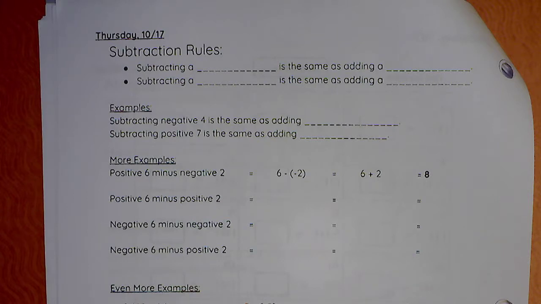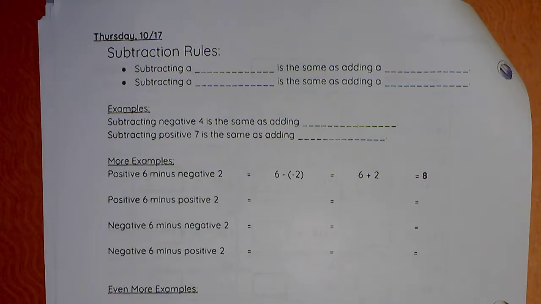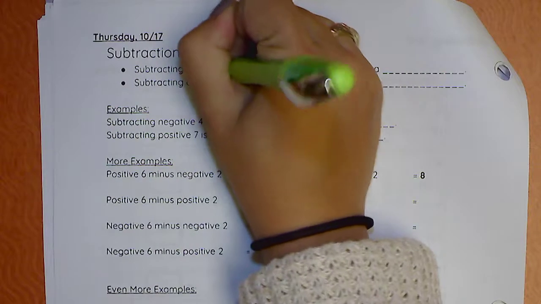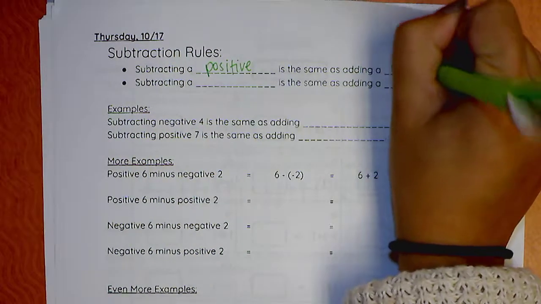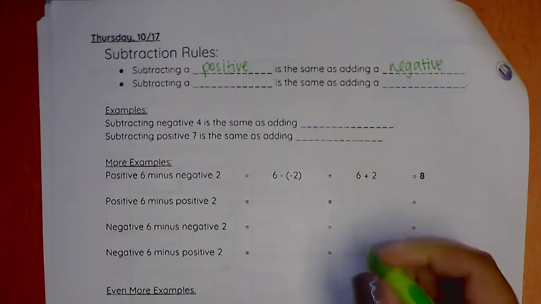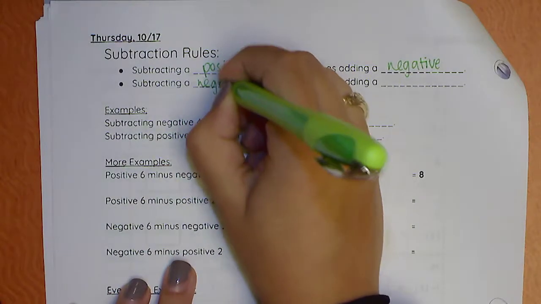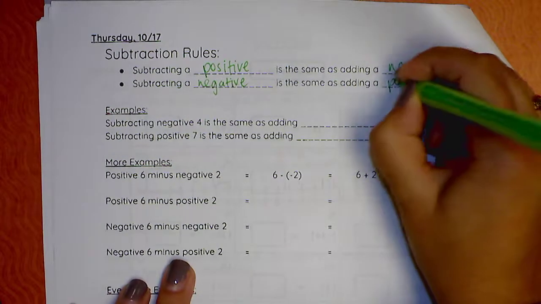All right, scholars, here's your do now. You could have used the anchor chart on the back wall with the subtraction rules to remind yourself that subtracting a positive is the same as adding a negative, and subtracting a negative is the same as adding a positive.